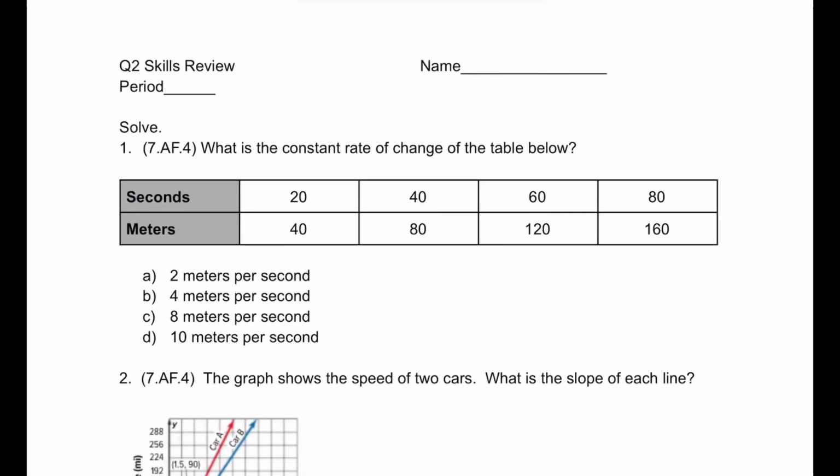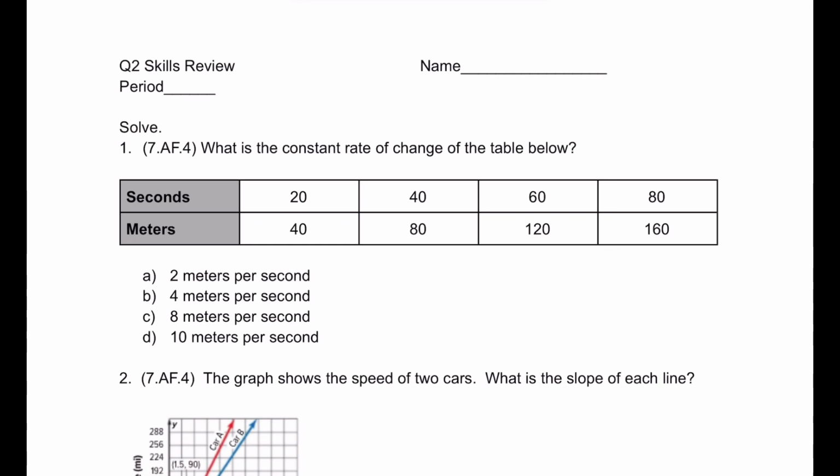All right, for the quarter two skills review, this will be very similar to what you are going to be looking for on the quarter benchmark. So if you have any questions, ask your teacher, or make sure you email them as well, okay? Starting off with number one, we have: what is the constant rate of change of the table below?